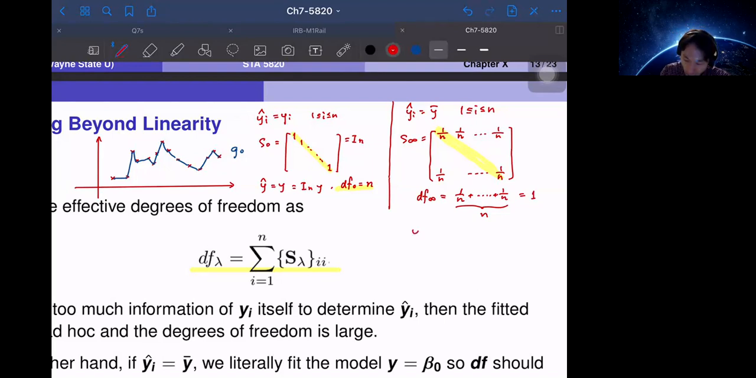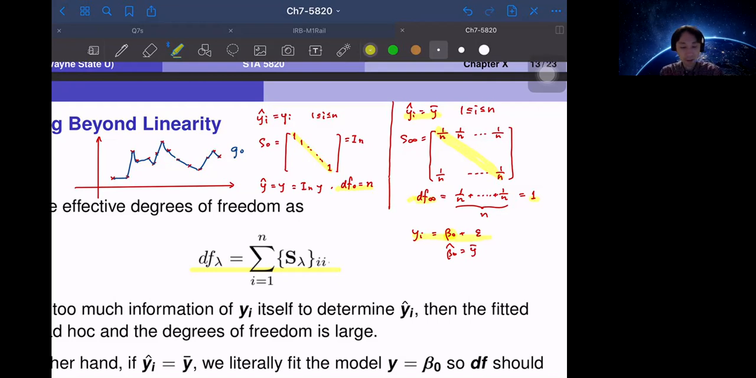So yi is equal to basically beta naught plus epsilon. So this is the model, right? Then beta naught hat becomes y bar. So we only have one parameter, and it's consistent with this definition. So df infinity, the effective degrees of freedom, becomes 1. This estimate corresponds to this model with one parameter.